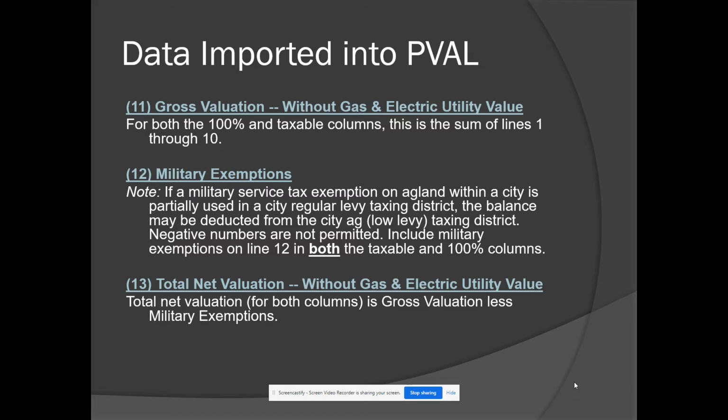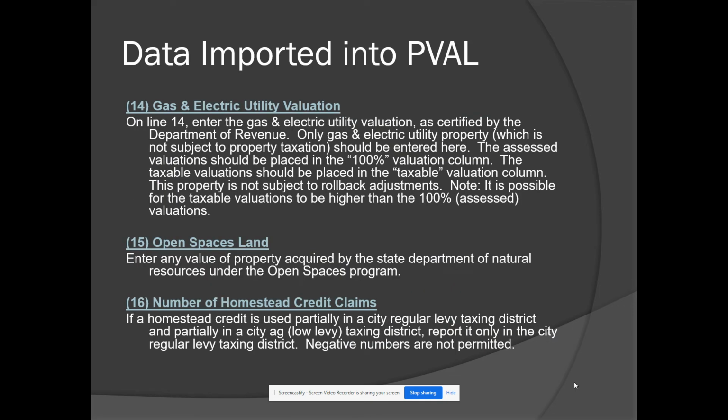Line 11 is the gross value without gas and electric. So this is a sum of lines 1 through 10. Line 12 is military exemptions. So just to note, if a military tax exemption on ag land within a city is partially used in a regular city levy authority district, the balance may be deducted from the city ag. Negative numbers are not permitted for military exemptions, and you do report the military exemption on both the 100% and the taxable. So line 13 then is your total net, and that is gross valuation less military exemptions.